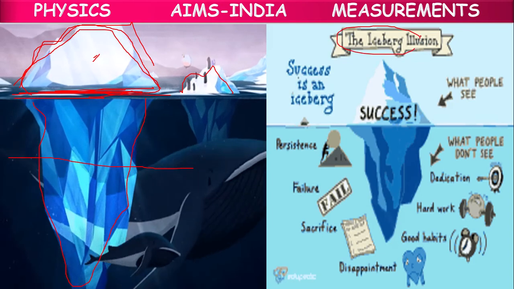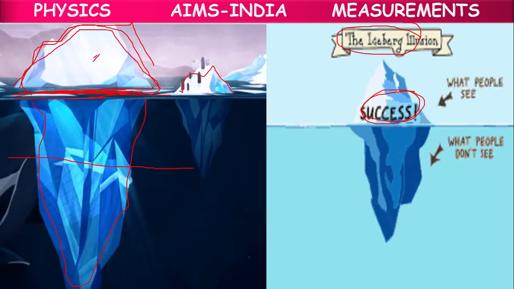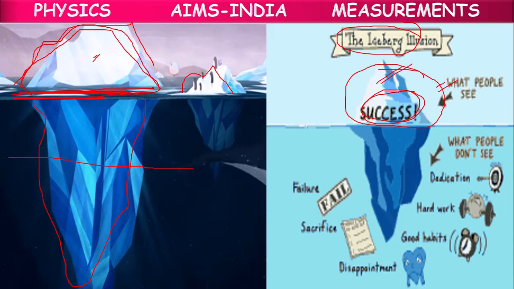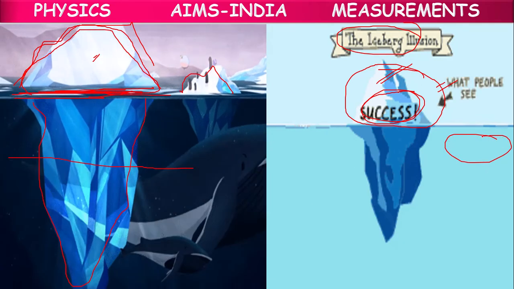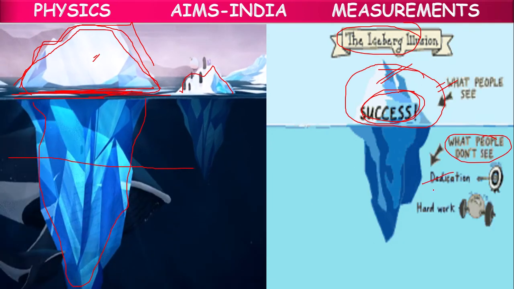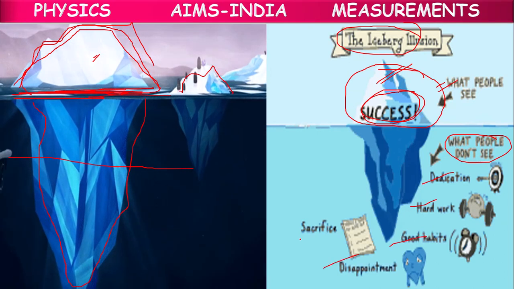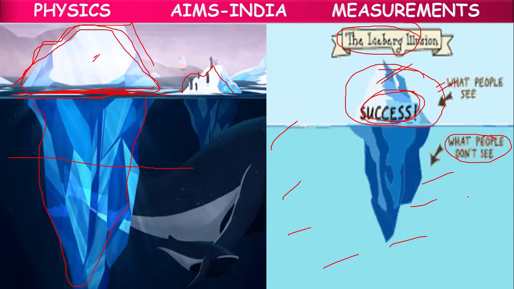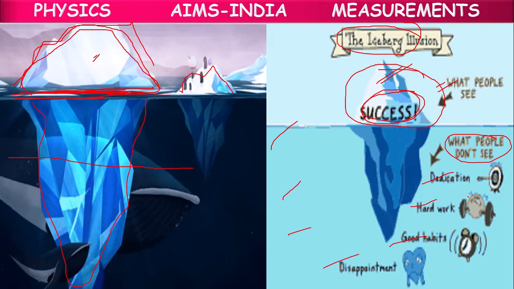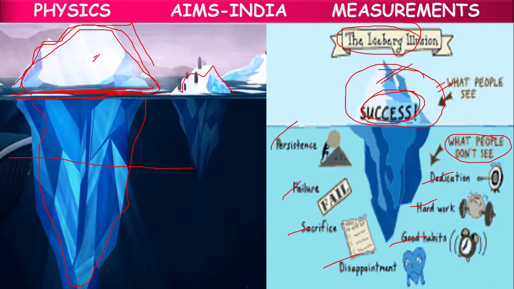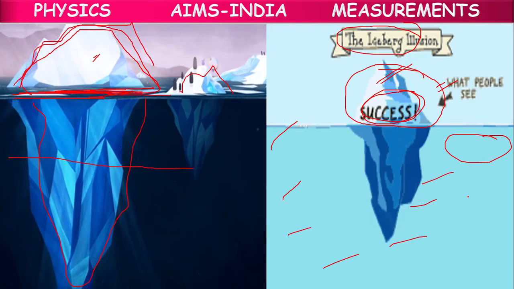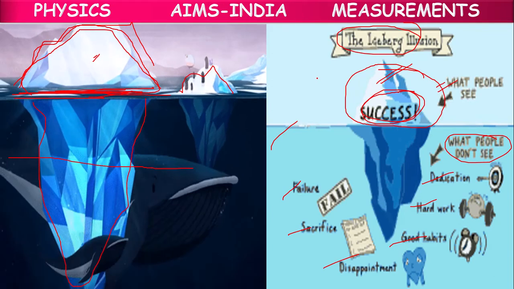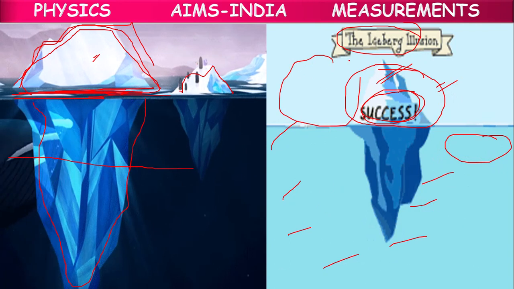We can compare the iceberg illusion with success. What people see is only the part above the water level, the success. But what people don't see are the main reasons for success: dedication, hard work, good habits, disappointment, sacrifice, failure, persistence. These are the reasons for the success. Nobody will see the reasons, they will just see the success. So even if you get failure, you should not get disappointed. You have to try for success, and ultimately people will recognize your success. Success is an iceberg, children, in this example.